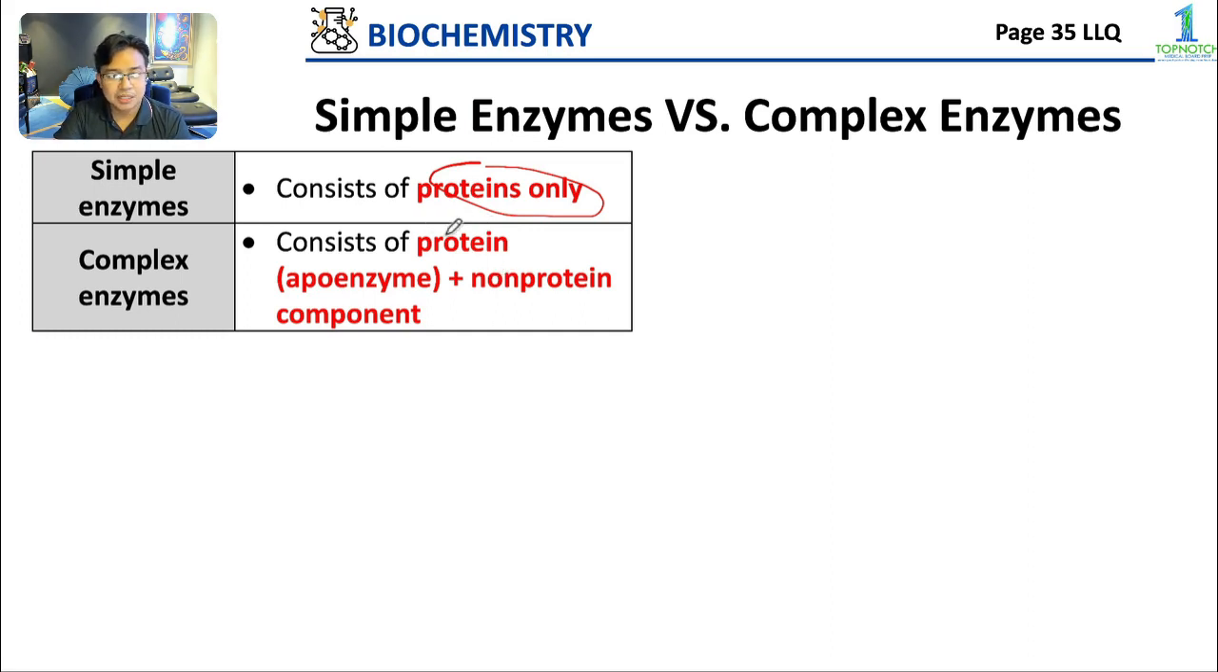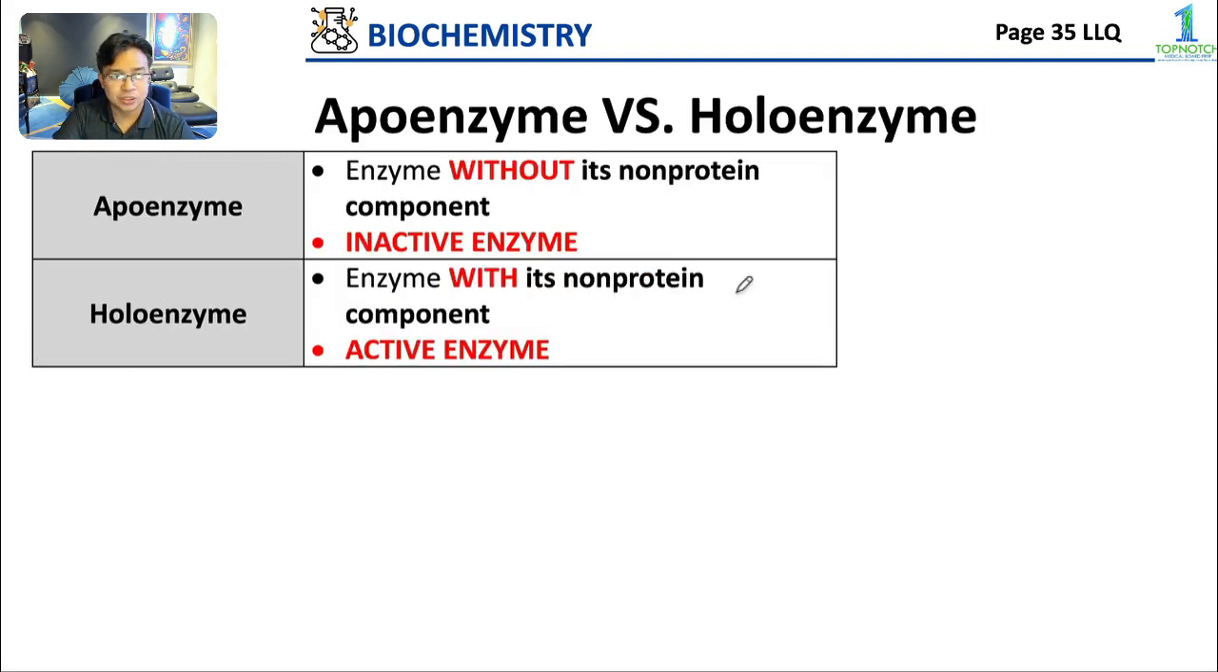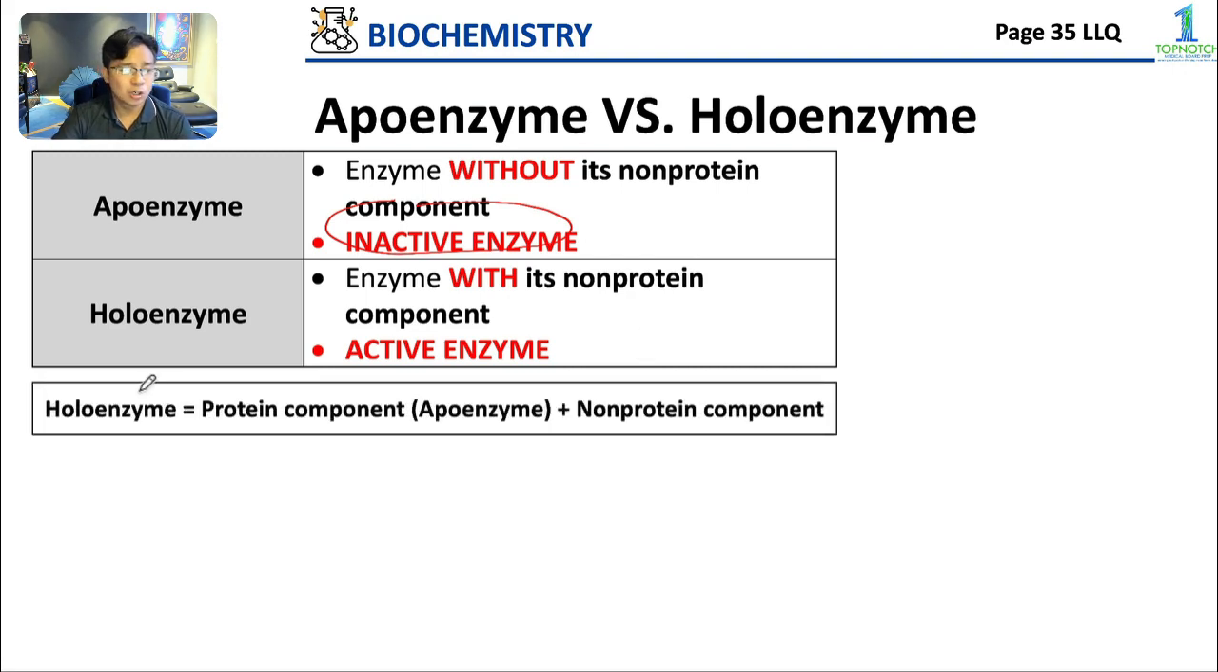Now, ganito yan guys. Ang tawag sa complex enzyme na walang non-protein component ay apoenzyme. It is the only protein of the enzyme. Pero pag sinamahan mo siya ng non-protein component, nagiging na siyang complex enzyme in the process. Now, apoenzyme, as mentioned, is the enzyme without its non-protein component. It is inactive. Okay? Now, it becomes active kapag nasama na yung kanyang non-protein component. So again, ibig sabihin yan guys, the holoenzyme is the protein component or apoenzyme plus the non-protein component.